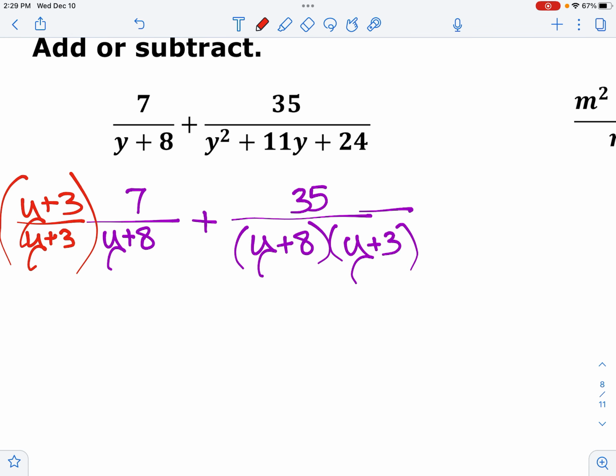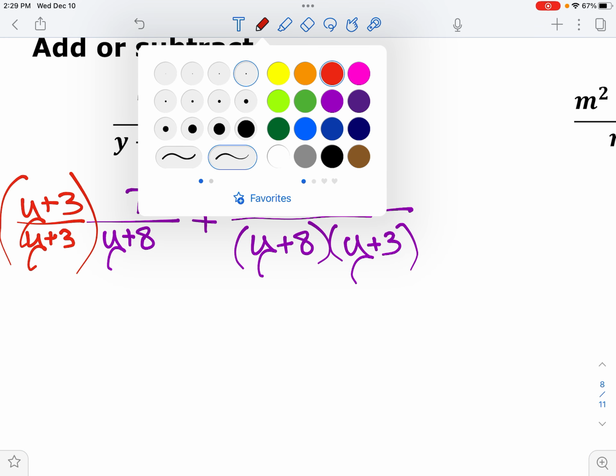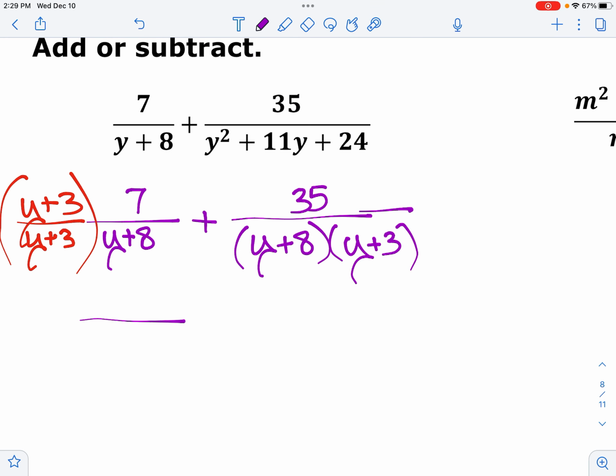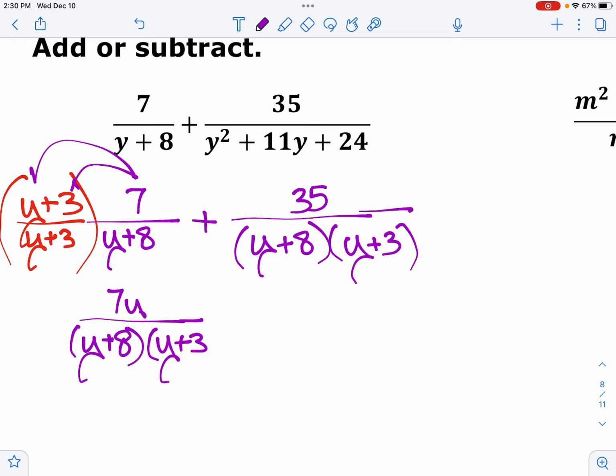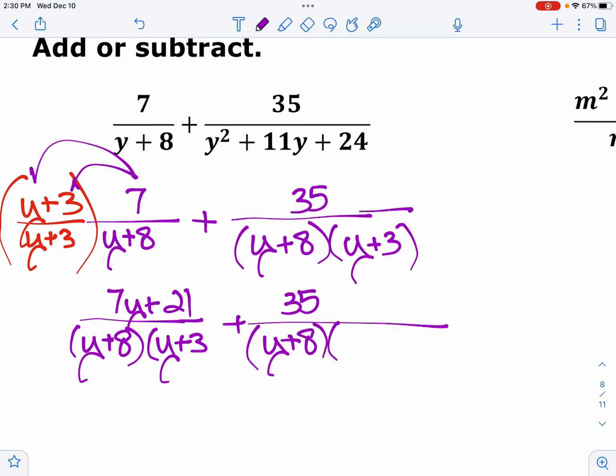All right. So then let's see. This first one, I know the denominators are going to be the same now, so I'm just going to write that. On the top, though, I do have to distribute it to both of these. So I have 7y plus 21, plus this.